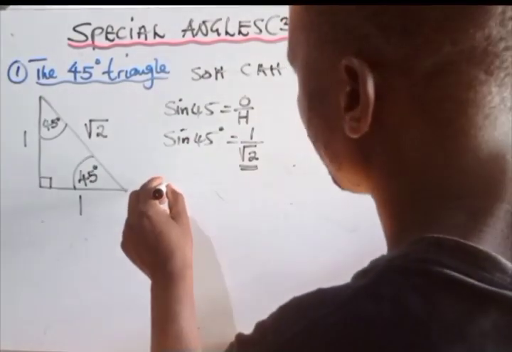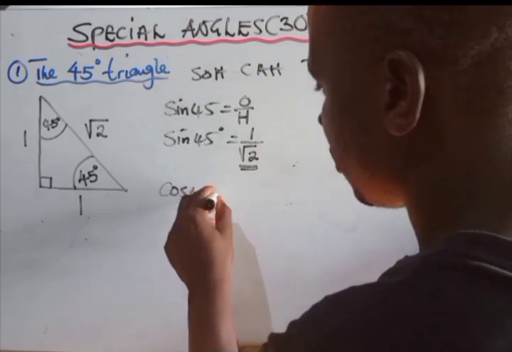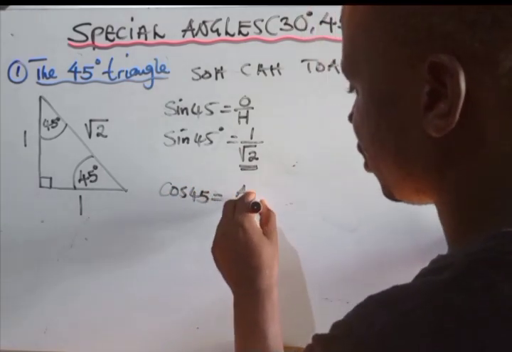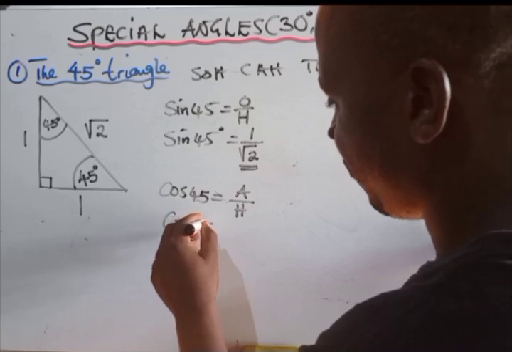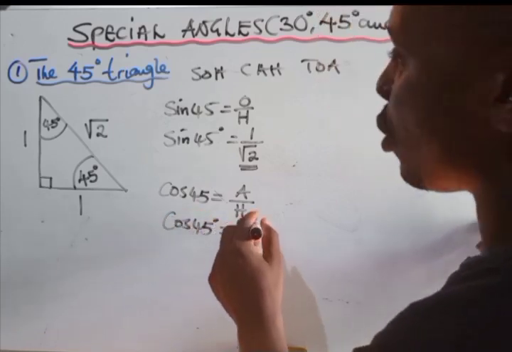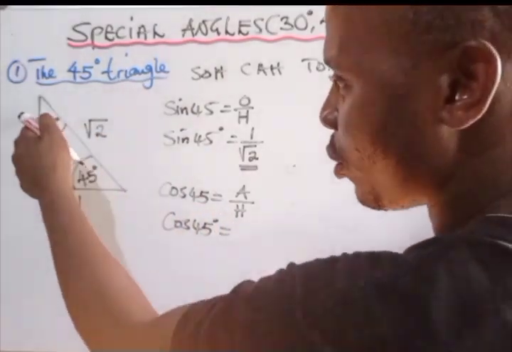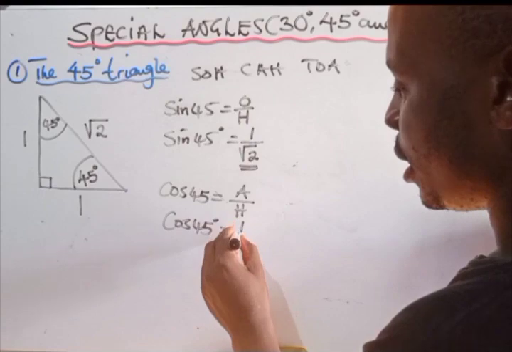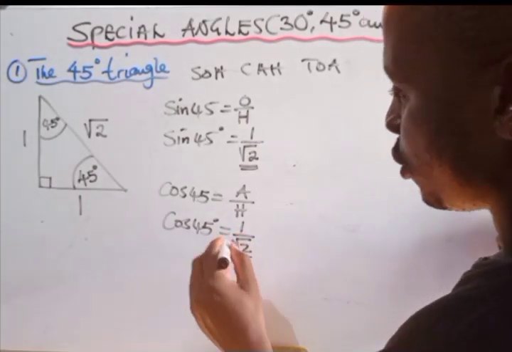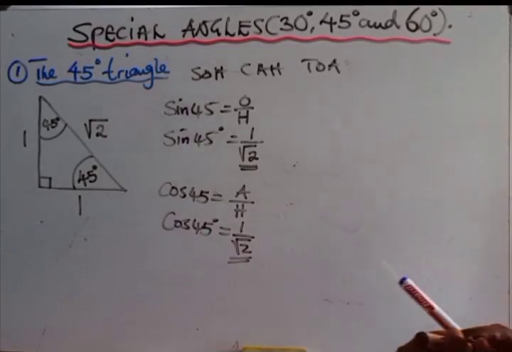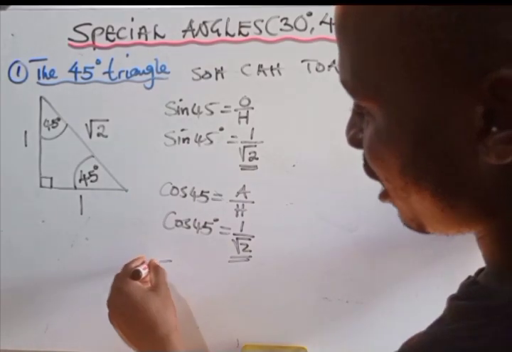After sine, we go to cos. Cos 45 is equal to adjacent over hypotenuse. Cos 45 degrees is equal to the adjacent of 45. Whether this one or this one, it will still be 1. So it will be 1 over the hypotenuse, which is the root of 2. So this marks the end of cos. We now go to tan. Tan 45.